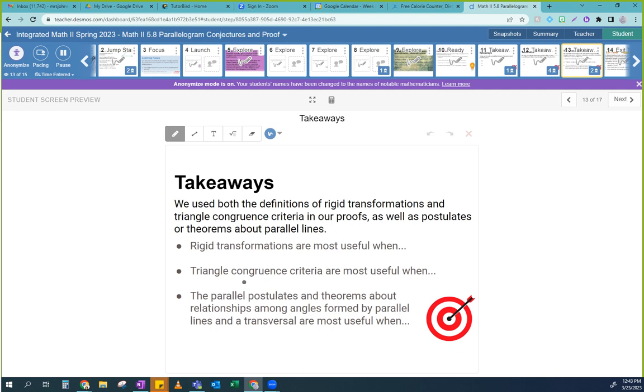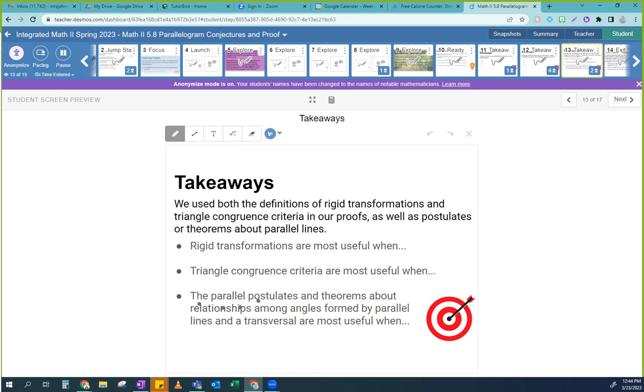Triangle congruence criteria are most useful when what? So once we have triangles congruent, the very next line is always going to be using the parts of those triangles, because now they're congruent, right? The last one says parallel postulates and theorems about relationships among angles formed by parallel lines and a transversal are most useful when we're given parallel lines and a transversal, and we can make claims about all those angles.